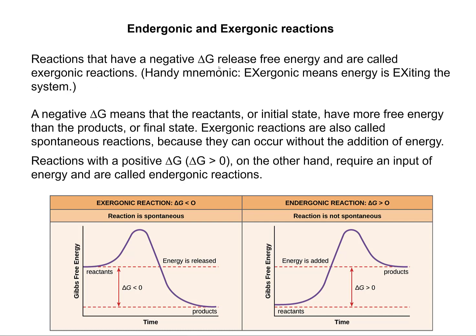Reactions that have a negative G, or Gibbs free energy, release free energy and are called exergonic reactions. It's interesting, because you would think that if it's giving off energy it would be a plus symbol, but no, it's exergonic. It's the same sort of argument that a physicist will give you when you put your hand on a cold table.